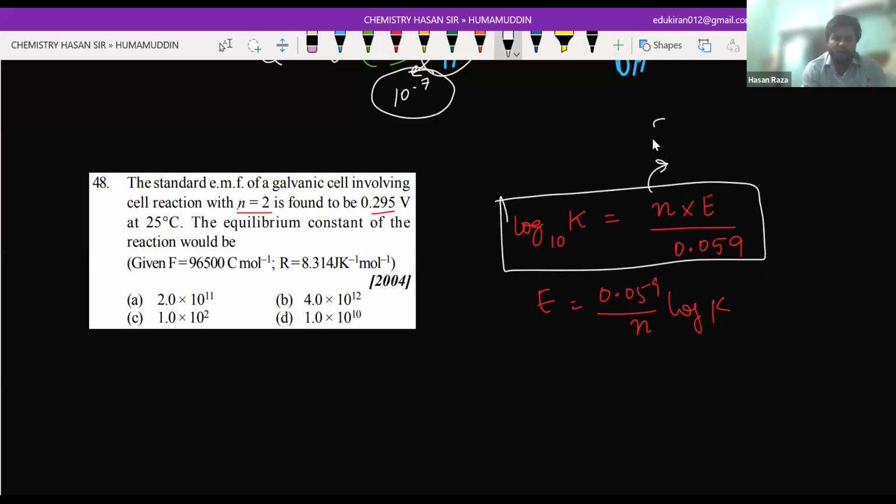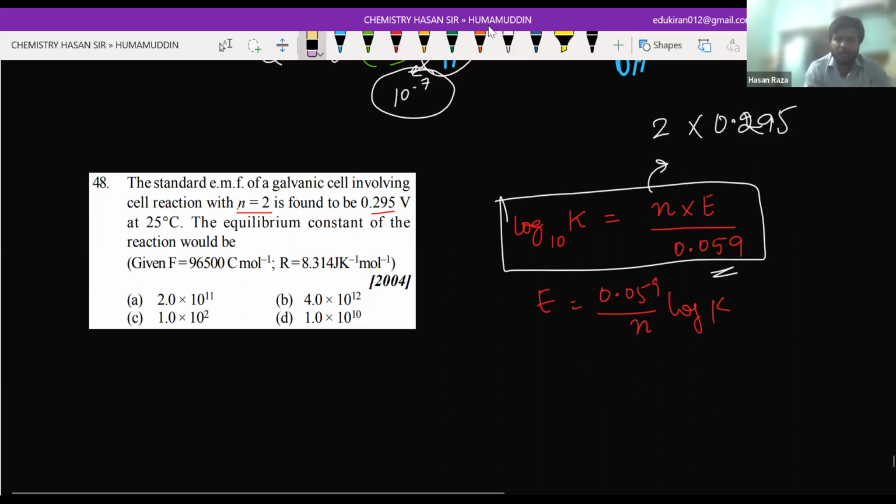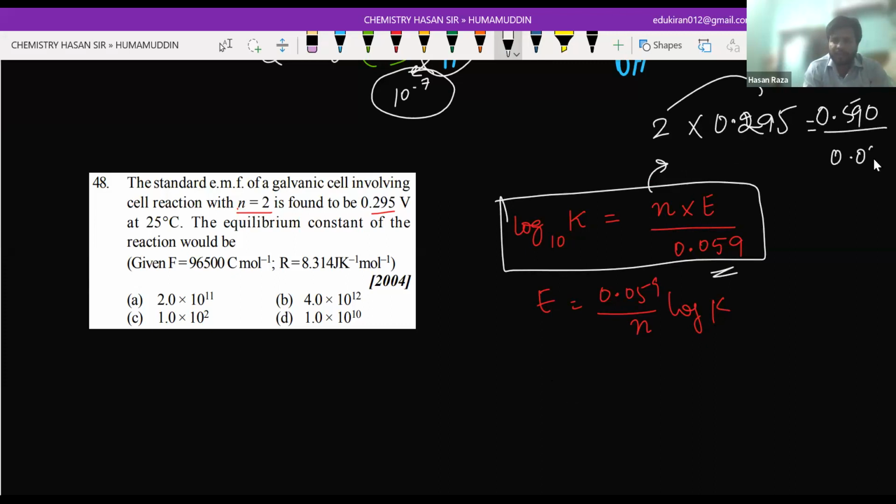So n is 2, this E is 0.295, this 0.059. Now you can easily calculate the value of log K to the base 10, and then the value of K. You just wait a minute. Let me multiply it and show it to you. Can you tell me after multiplication what you will get? 2 fives are 10, 2 nines are 18, and 2 twos are 4. This will be the scenario. Yes or no? Yes, sir.